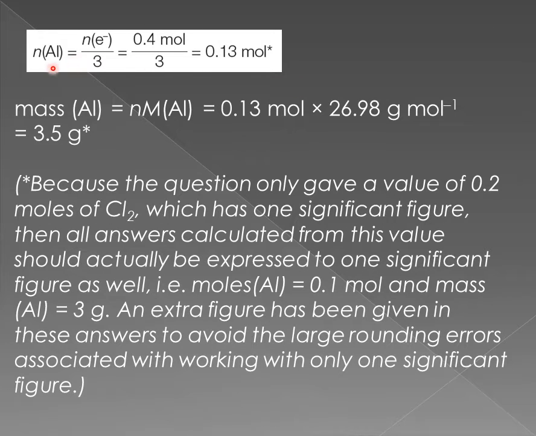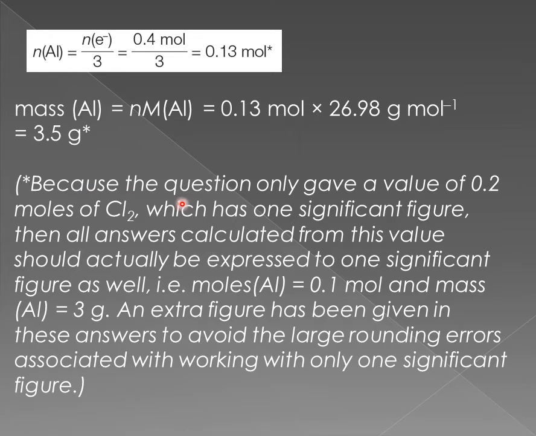So number of moles of aluminum equals number of moles of electrons divided by 3, equals 0.4 mole divided by 3, equals 0.13 mole. Also, you can calculate the number of moles of aluminum formed by using half equations and the overall equation. It will give you the same answer. So mass of aluminum equals number of moles times molar mass of aluminum, equals 0.13 mole times 26.98 gram per mole, equals 3.5 gram.